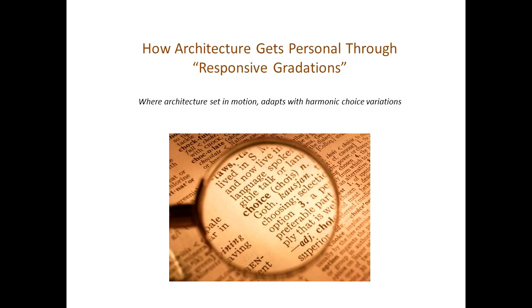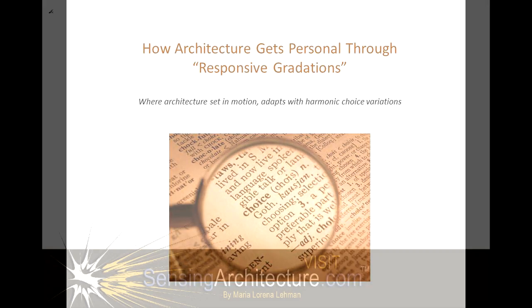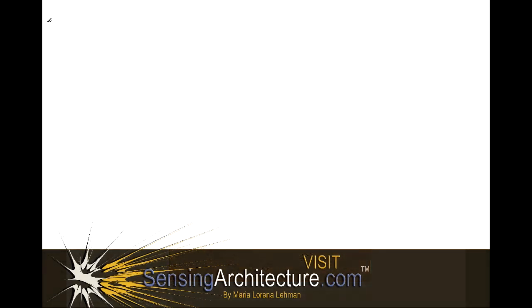In today's video, I'm going to discuss how adaptive architecture can be designed as more personalized for occupants through responsive gradations. And this can be achieved by first evolving from a more modular approach into something more fluid and transient, and using that as a way of thinking toward your design approach.